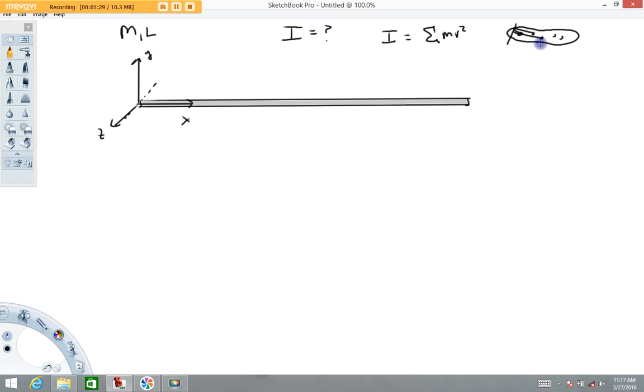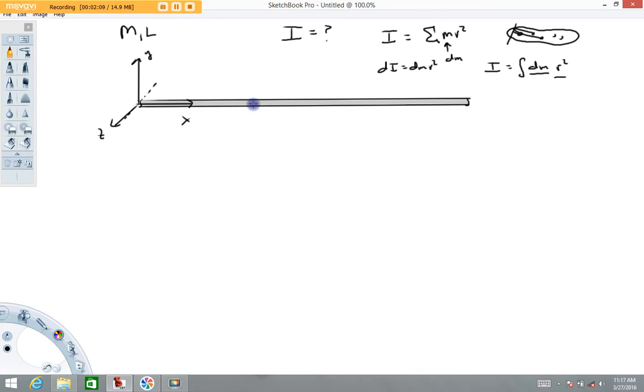If I imagine these masses very, very small, like infinitely small, this would become a dm, and we'd be summing up an infinite number of them. An equivalent way of writing this would be, I'll write it right here, dI is equal to dm times r squared, and therefore I is equal to the integral of dm r squared. So the idea is we're going to break this up into a bunch of very, very small masses, in fact we're going to call them dm, calculate the radius to each one, and then add them all up.